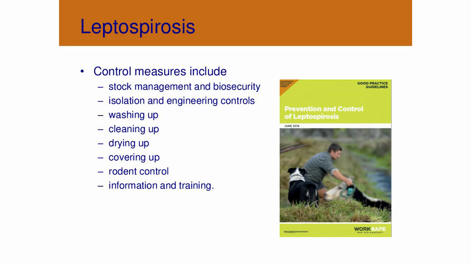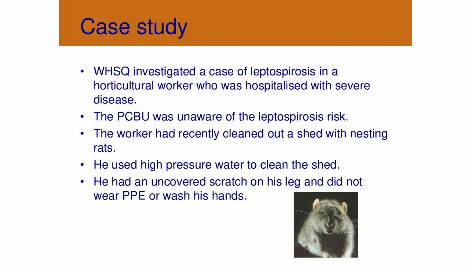And this discusses industry-specific controls for quite a wide range of different industries. It's a really, really good resource. So a case study to illustrate leptospirosis is that Workplace Health and Safety Queensland investigated an incident that involved a horticultural worker who was hospitalised with severe disease. Again, horticultural work poses a well-recognised leptospirosis risk because rodents are attracted to the produce, but it's not always well recognised at a workplace level.